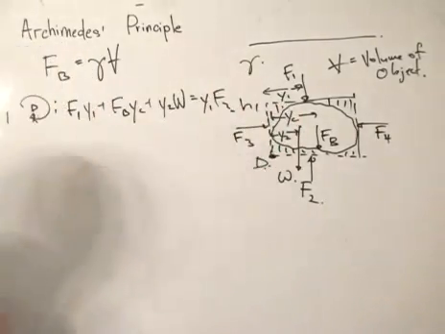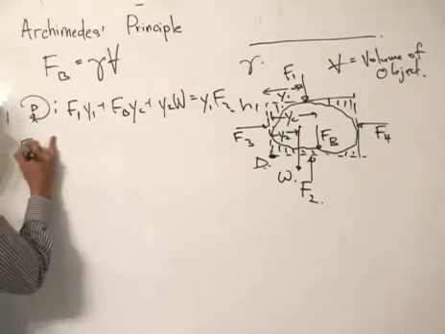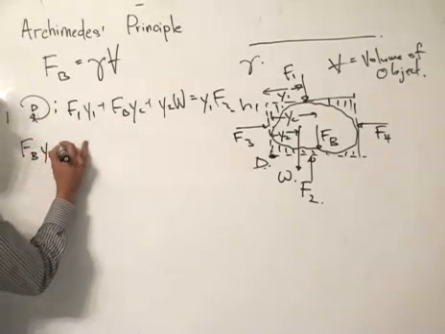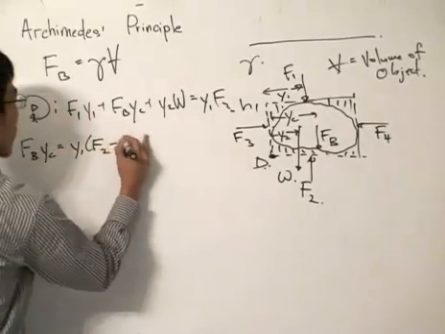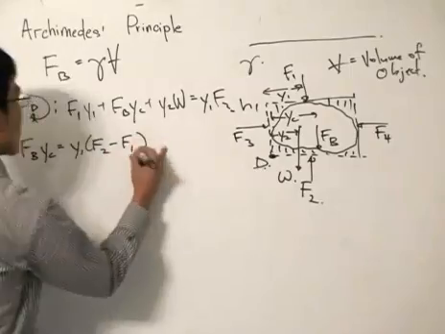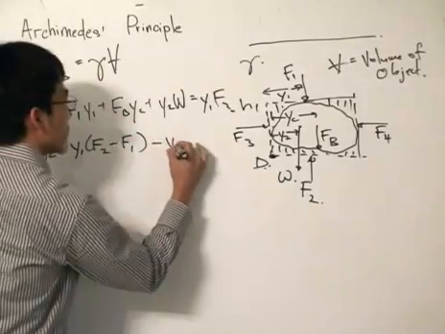So that's y1. Now rearranging, I would like to keep the FB on one side. I will have y1 times F2 take away F1, correct? And after that, I will subtract y2 times the weight.